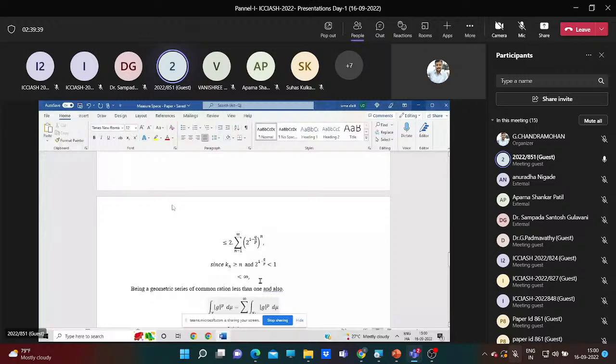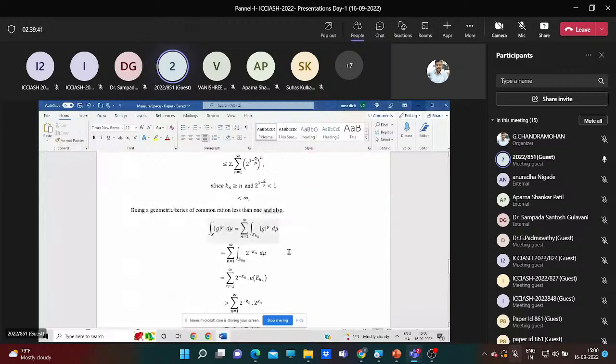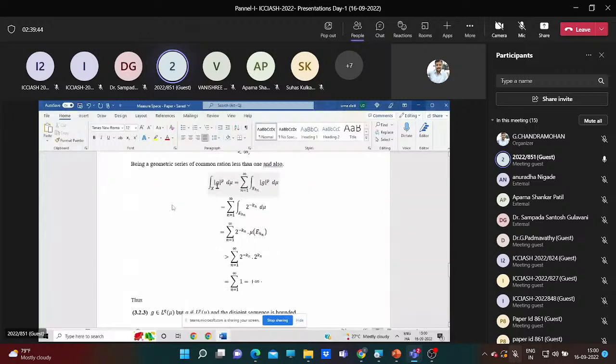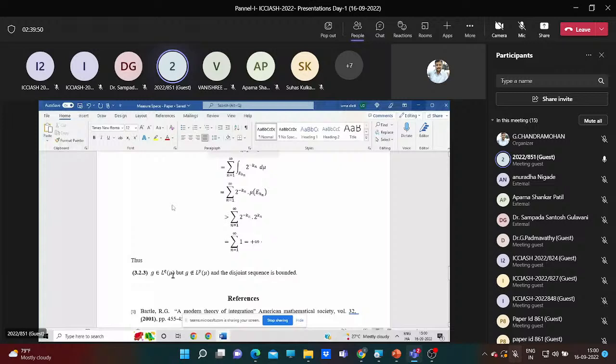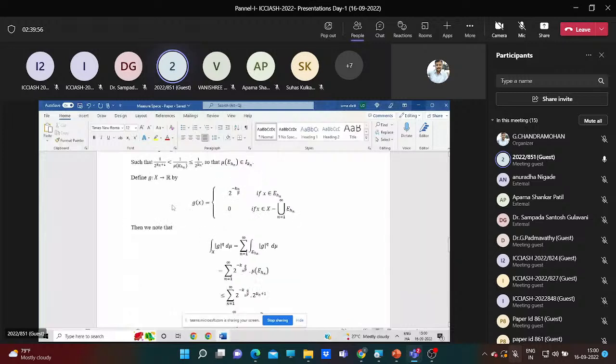And if I take the other one, the norm of G to the power p, it is diverging. So in this case, we got G belongs to L^q(μ), but G does not belong to L^p(μ). That means L^p(μ) is a subset of L^q(μ). That is what we had to prove in our theorem.